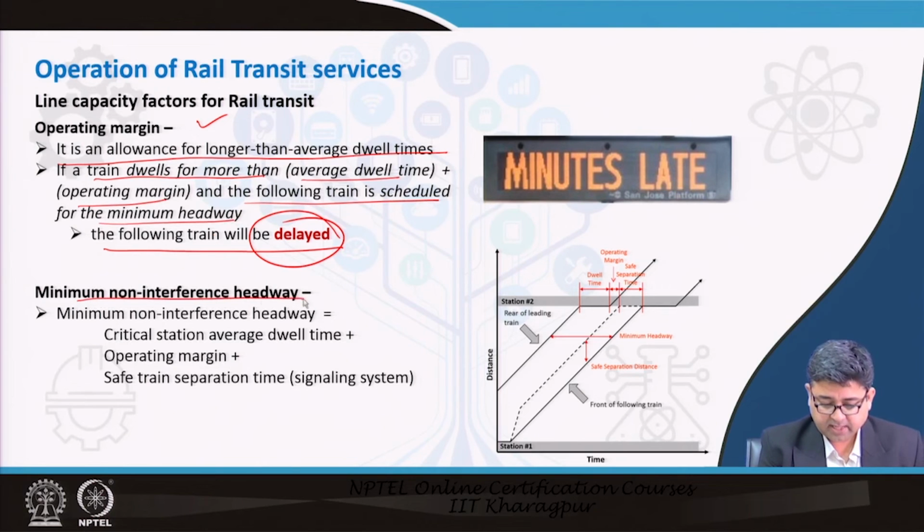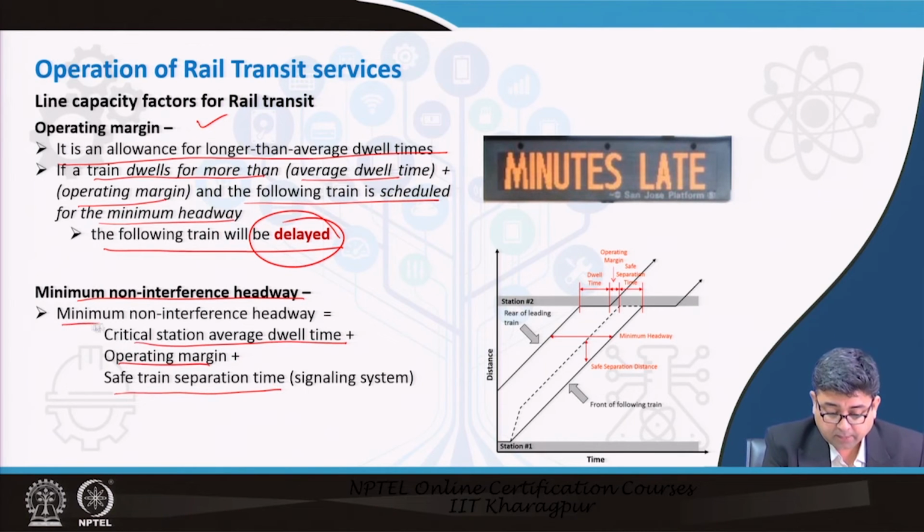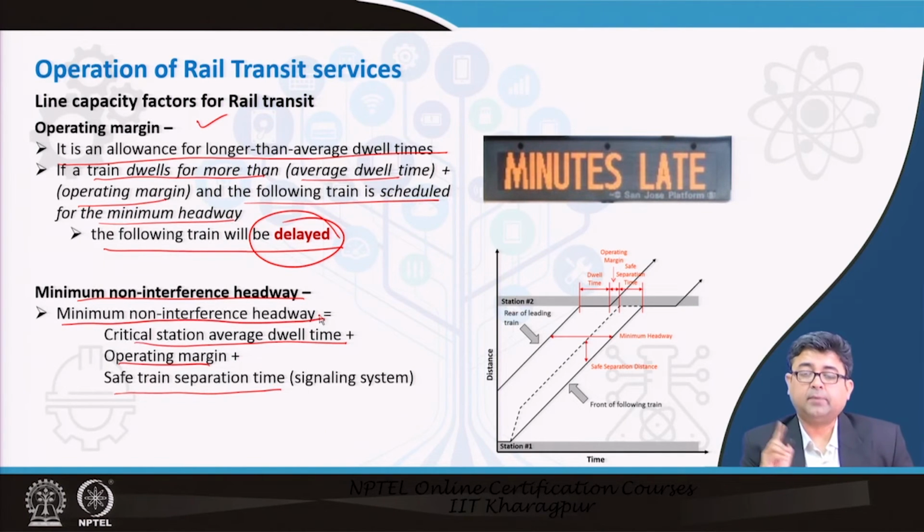Minimum non-interference headway is equal to the critical station average dwell time plus the operating margin plus the safe train separating time. Again, there is always a minimum headway that has to be kept. In case of bus transit, we always try to minimize the headway as much as possible, because it is easier in the case of buses to control the headway, but when you are on rails and on tracks, you have to maintain a minimum headway.